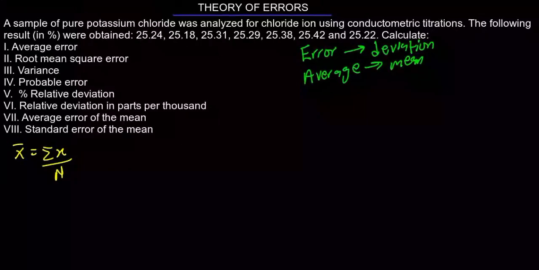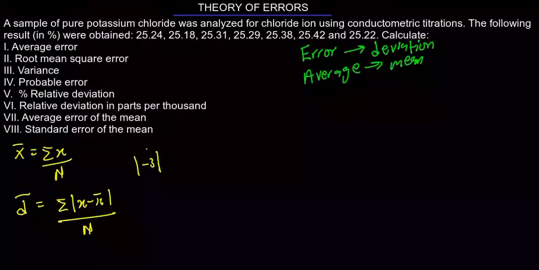Now, what is the formula for average error? Average error is denoted as d bar. So the first one, average error, is denoted as d bar. What is d bar? The formula is summation of the absolute value of x minus x bar, all over n. When you see this absolute value, let me say you evaluate x minus x bar and you get minus 3. Since the absolute value is there, you get rid of the minus, then you just have 3. So whenever you see absolute value, just remove the minus sign. If I have minus 8, for example, the absolute value means 8. If I have plus 3, the absolute value means just plus 3.